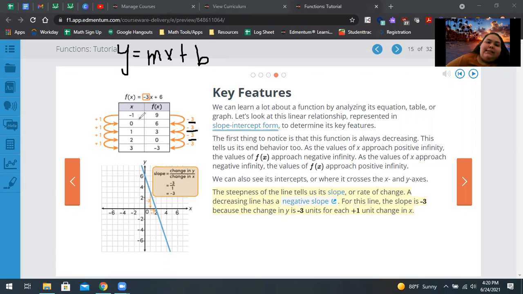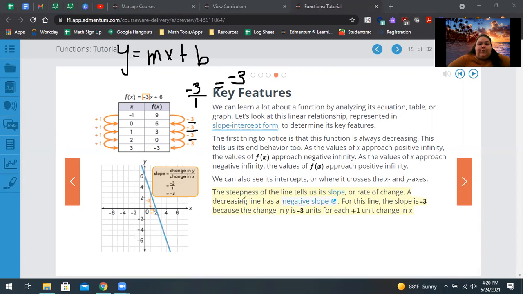Now, for the left-hand side, it is -1 to 0, that's add 1. 0 to 1, add 1. Plus 1, you get your 2. 2 plus 1, you get your 3. So then you take from the y side the -3 over that 1, and you still get the same result of -3.